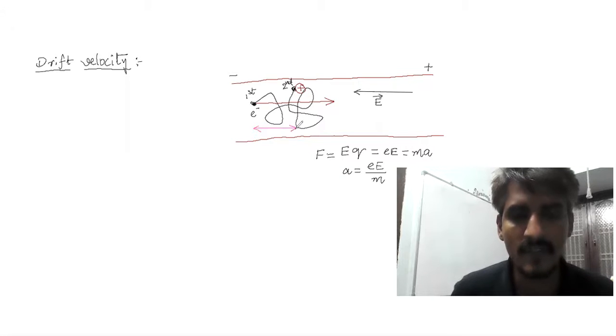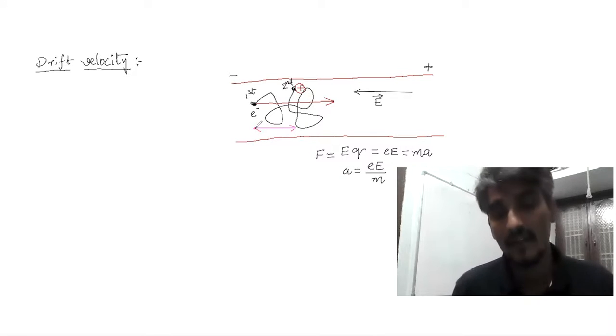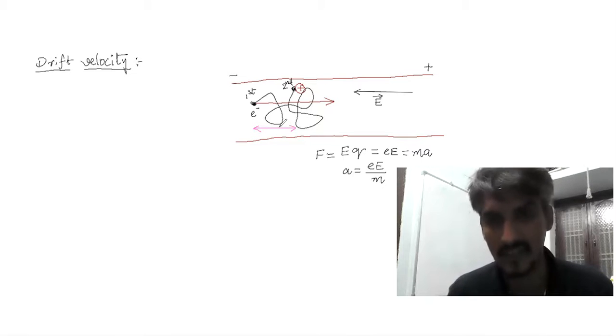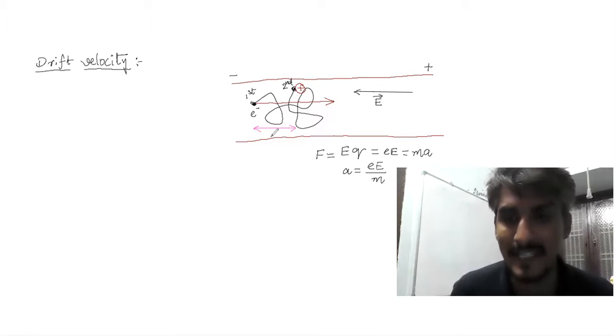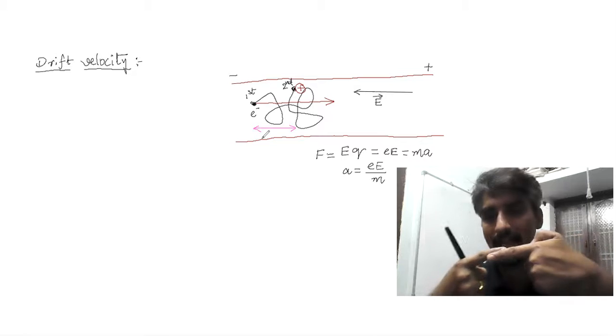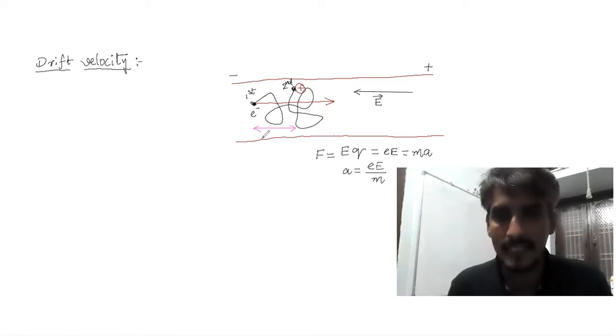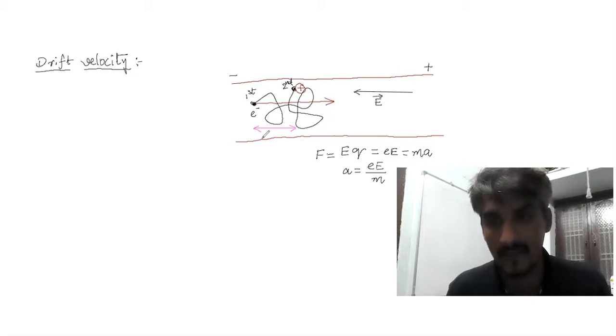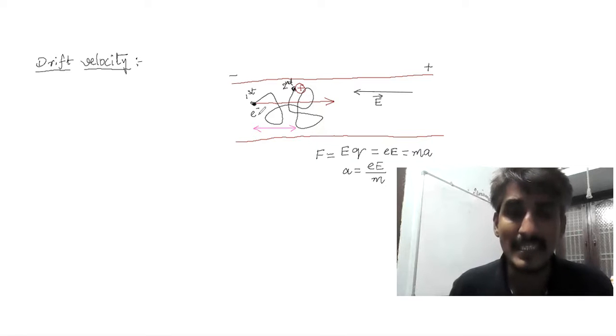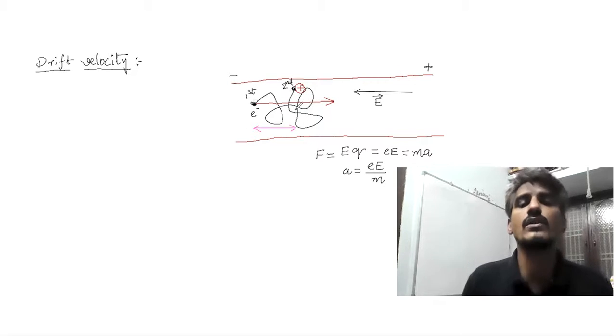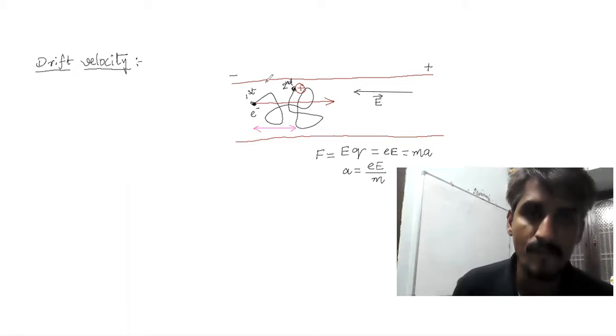See here, there is a distance between these two. Am I right or not? I mean, there is a displacement in between these two successive collisions, and that displacement is opposite to the direction of the electric field. Yes or no? Between two successive collisions, the time taken is called the relaxation time.